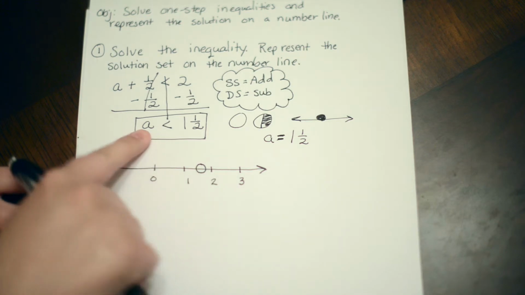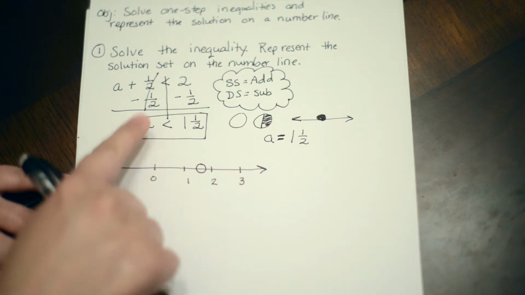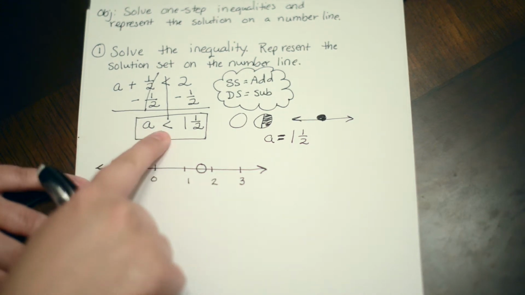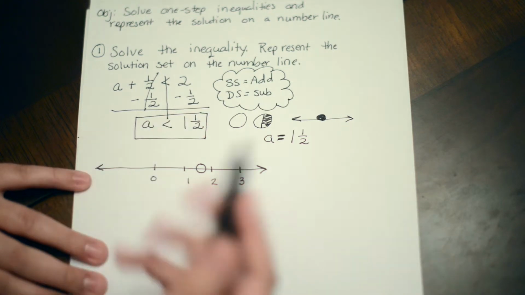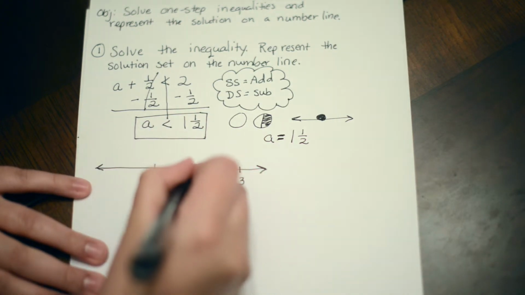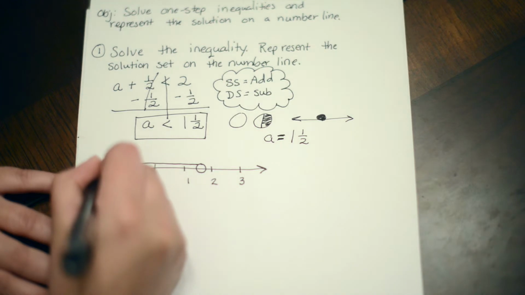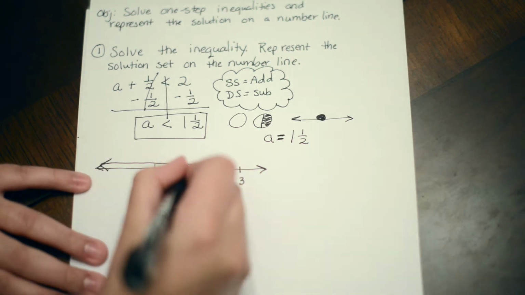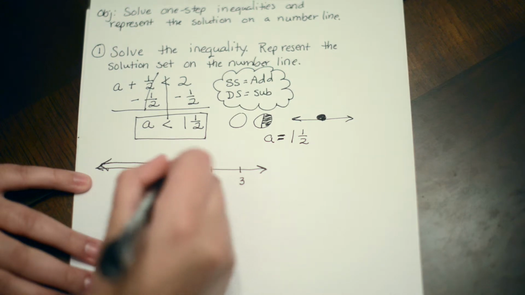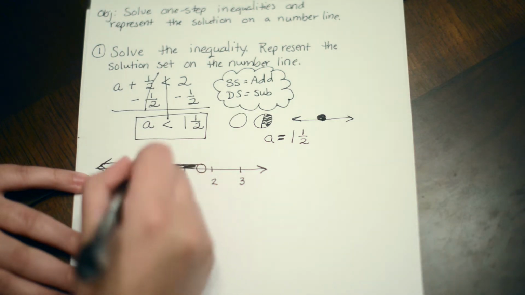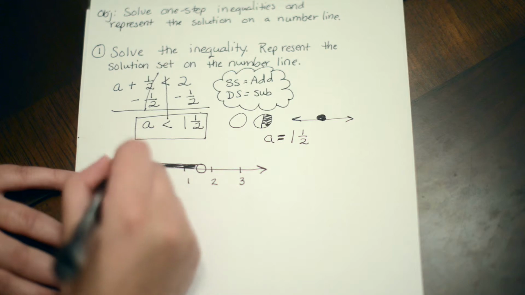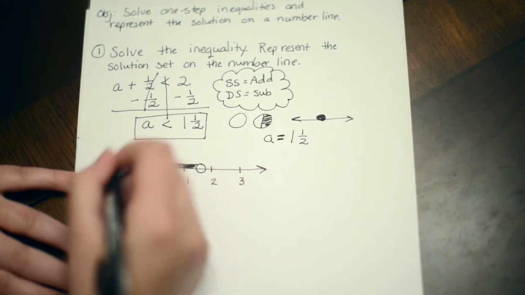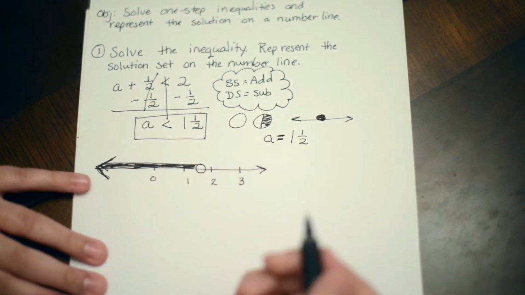So we have an unknown value that's less than 1 and 1/2. So everything to the left is going to be considered a solution. So all of this here with your color, you're going to highlight or color. That means all of these could fit into this answer to make it a true statement.